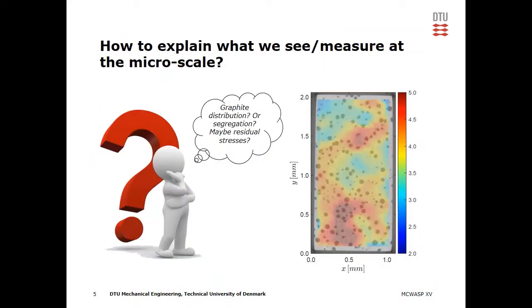Having access to these advanced data is of course fantastic, but it would be even better if we found an explanation for what we see. And in a case like this one, it's actually not easy to tell whether the strain pattern is just a consequence of the inhomogeneous graphite distribution, or if other aspects come into play, like for instance, microsegregation or the presence of residual stresses. In this context, we believe that finite element modeling is actually a fantastic tool to combine with experimental data in order to gain mechanistic insight into what is going on.